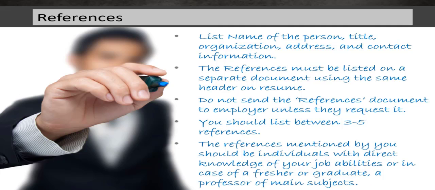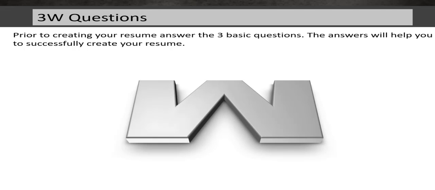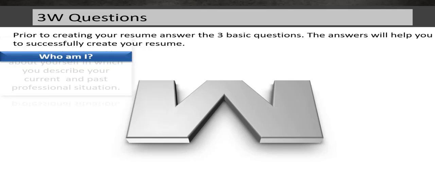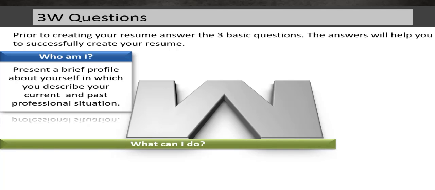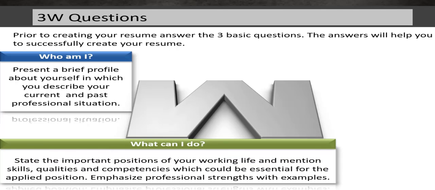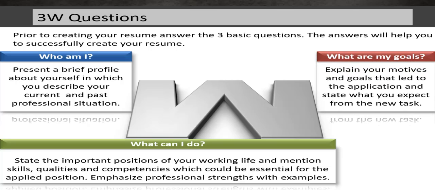3 W questions. Prior to creating your resume, answer these 3 basic questions. The answers will help you to successfully create your resume. Who am I? Present a brief profile about yourself in which you describe your current and past professional situation. What can I do? Some positions of your working life, and mention skills, qualities, and competencies which could be essential for the applied position. Emphasize professional strengths with examples. What are my goals? Explain your motives and goals that led to the application and state what you expect from the new task.